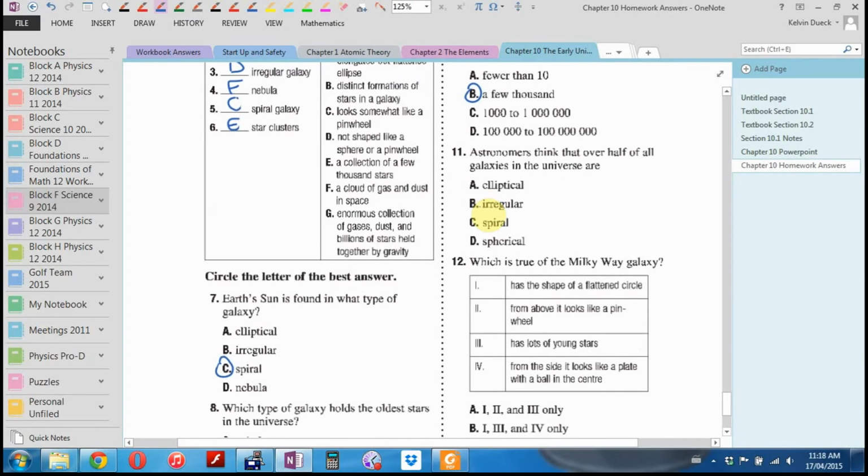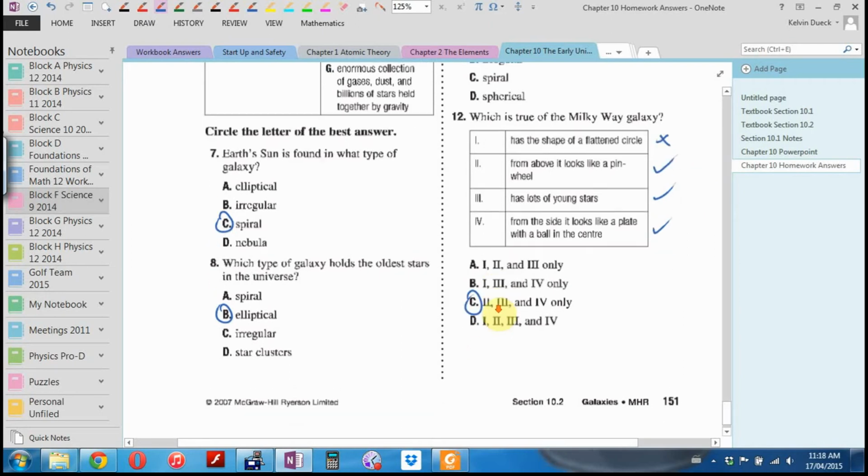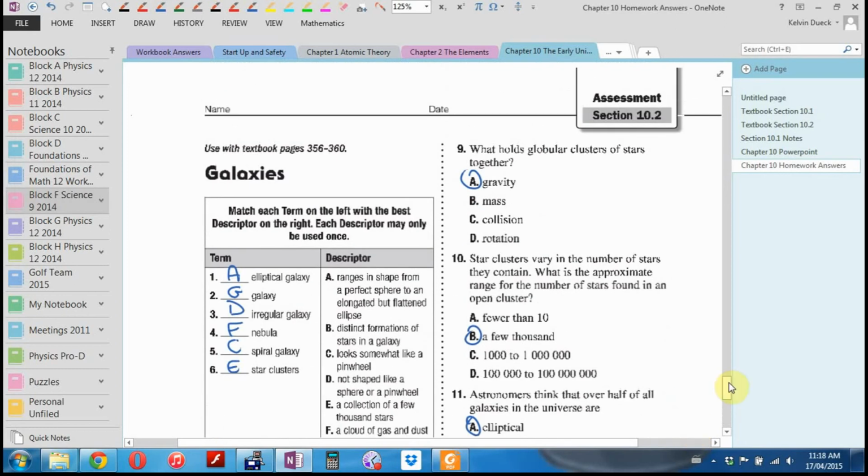Astronomers think that over half of all galaxies are elliptical. What's true of the Milky Way? Does not have the shape of a flattened circle. From above, it does look like a pinwheel. From the side, it looks like a plate with a ball in the center. That's true. Does it have lots of young stars? Spirals are younger galaxies. So you know what? I think the answer here is C. Okay.